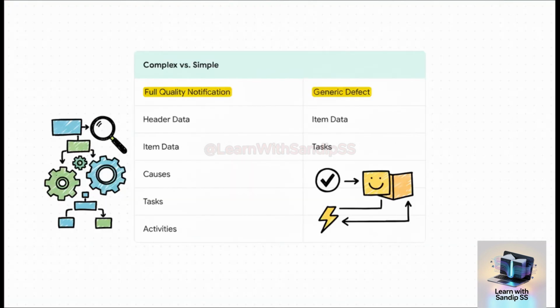Now this slide really shows you the difference. On one side, you have the full quality notification. I mean, it's got the whole shebang. Header data, root causes, activities. It's powerful for sure, but a lot of the time it's just overkill. But on the other side, you see SAP's streamlined alternative, the generic defect. It's focused only on what's absolutely essential.